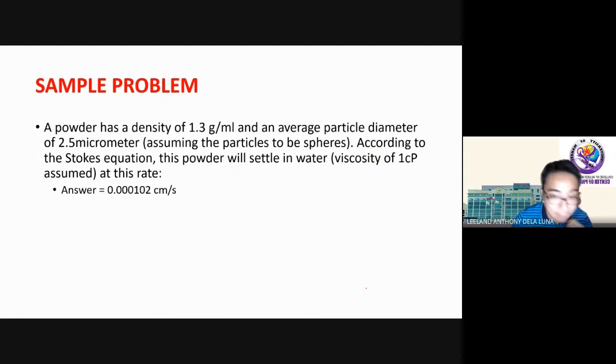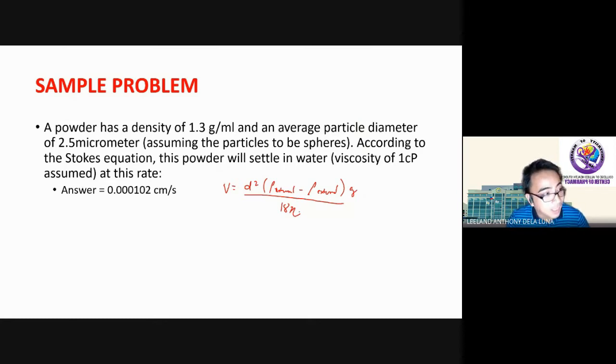So, class, using again the formula of Stokes' law, so yung velocity niyan would be diameter squared, times density of the internal phase minus density of the external phase, times gravity, over 18 times the viscosity. Okay? So, now, class, let's list the givens.